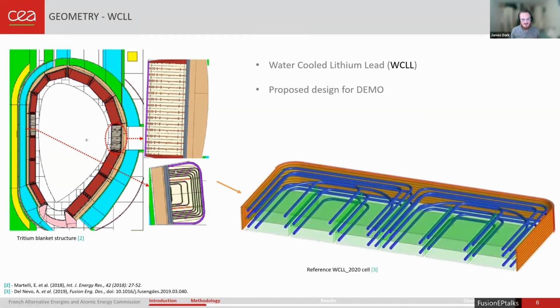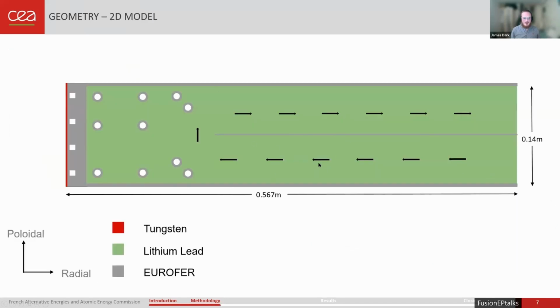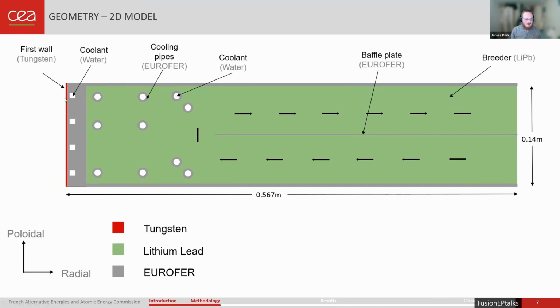If we take this unit model here, and we have a 3D render over here, the geometry we use for this work is basically just a 2D slice taken from the central part of one of these 3D models. So this is what we get. For our WCLL model, we have our lithium lead breeder in green here, which will flow from the bottom up to the top. We have our structural Eurofer in gray, and our tungsten first wall at the front. And so, identified here.